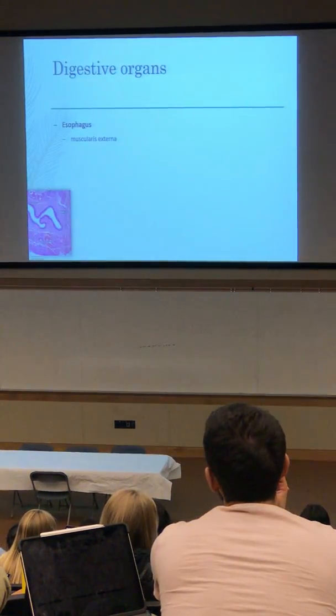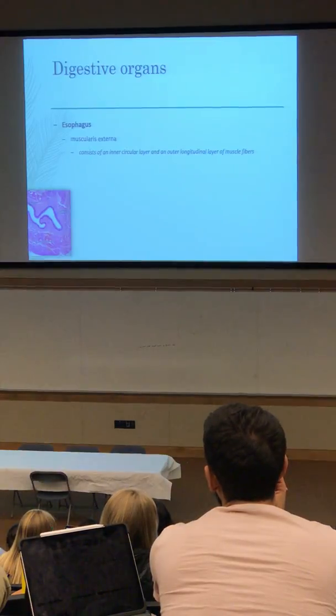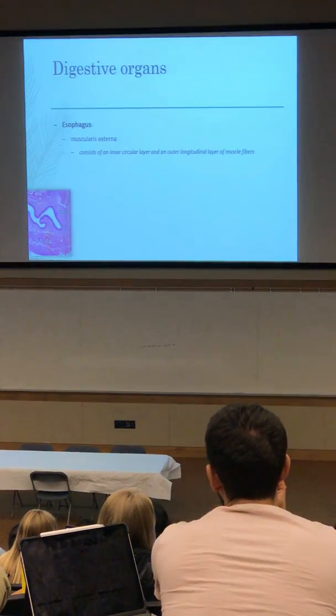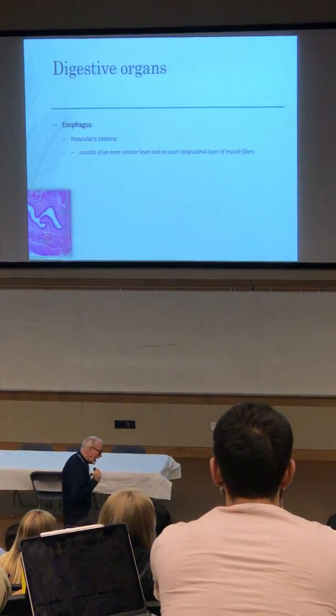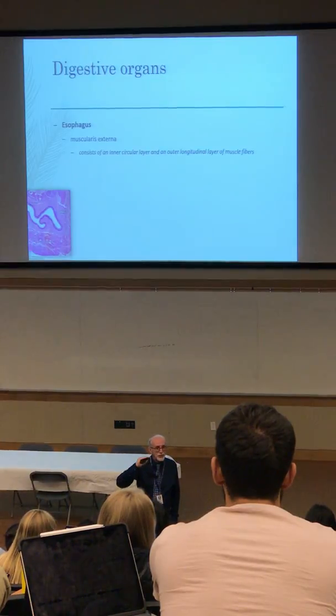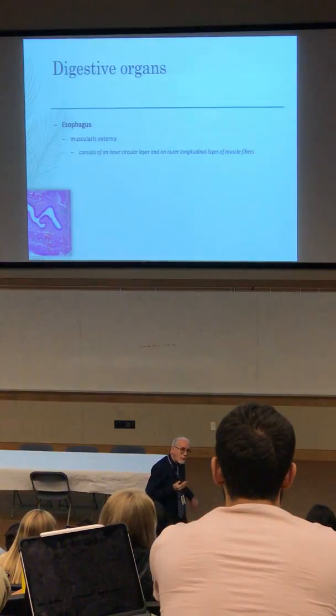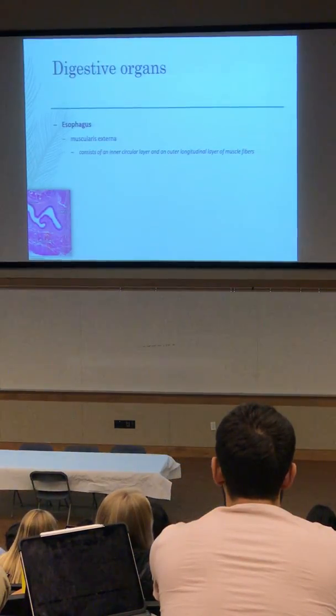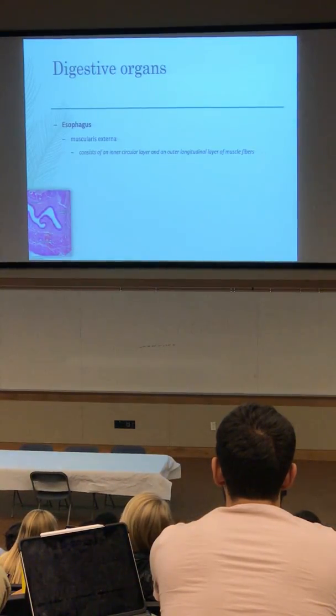All right. The muscularis externa is made up of an inner circular layer and an outer longitudinal layer, so it's very typical. However, this point is very important. The composition changes as you go from the upper part of the esophagus to the lower part of the esophagus. It transitions from skeletal muscle to smooth muscle. So that means that the upper part of the esophagus you can voluntarily contract, and that's what happens when you swallow. But once the food gets into the lower part of the esophagus, you no longer have control over its movement. So it transitions from skeletal to smooth.